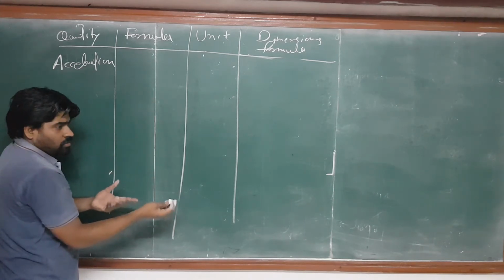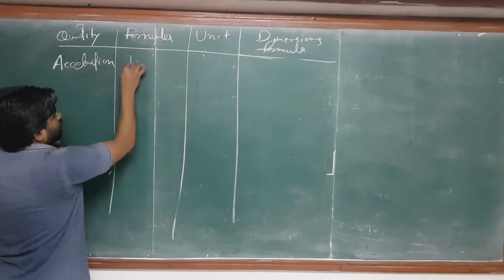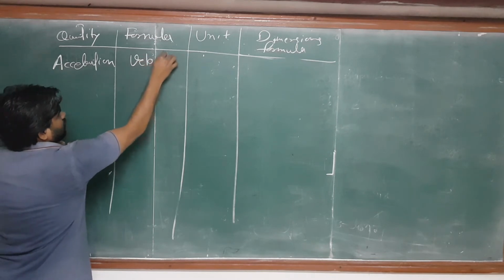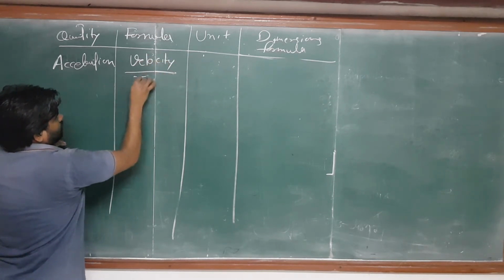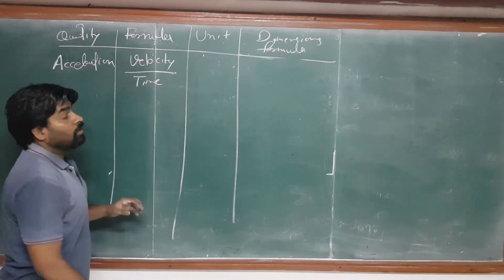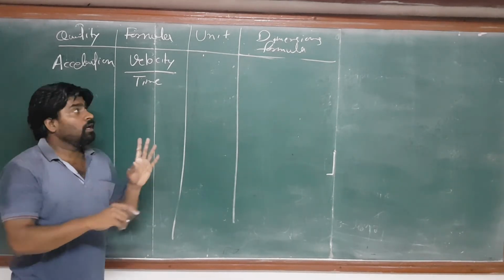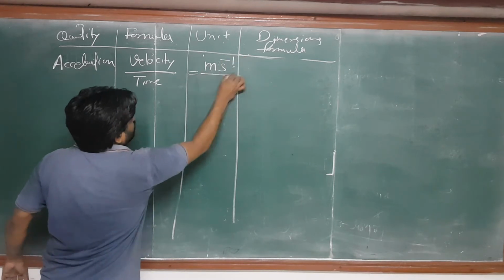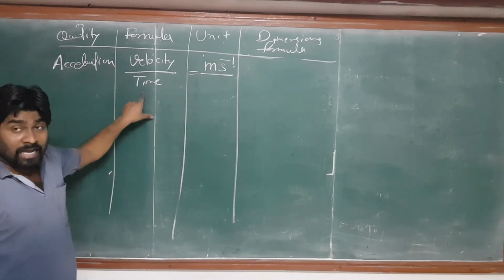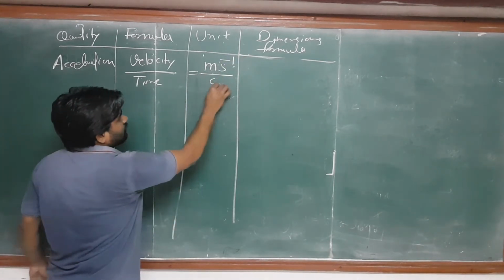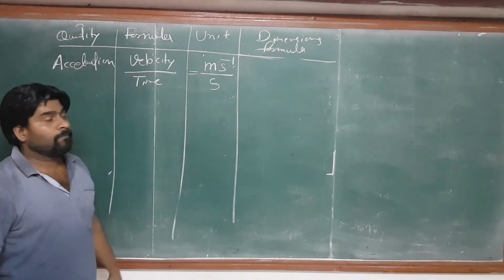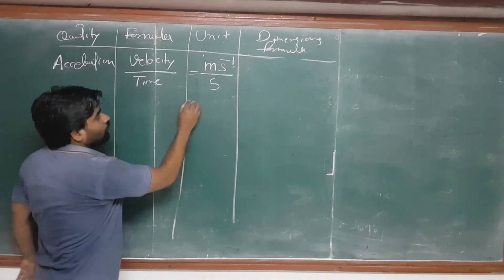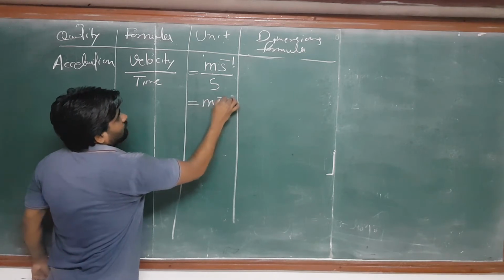Either the change in velocity, either the velocity would be same. So velocity upon the time. So this is the formula. Now tell me, what is the unit of the velocity? The unit of the velocity is meter second inverse, a meter per second. And the time has unit S, second. This second goes up. Now the unit becomes m s inverse 2.